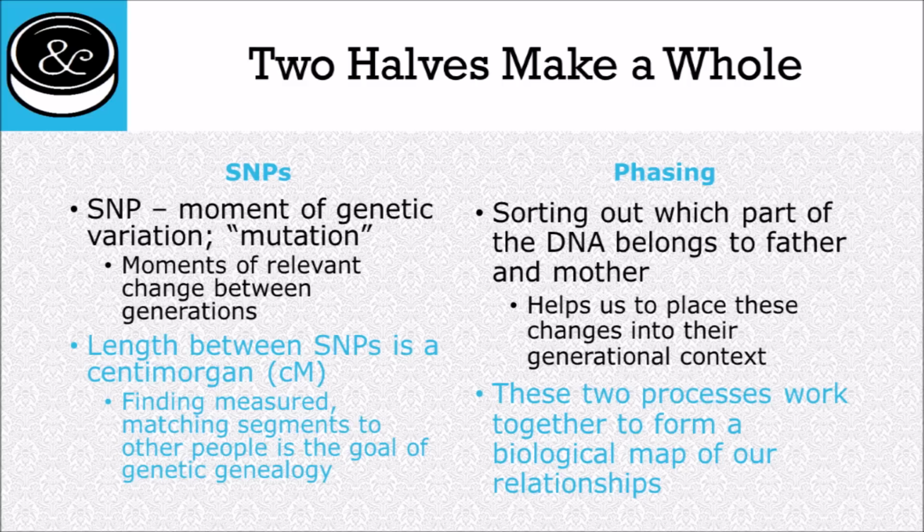The easiest way to go about obtaining this is to have another person in your family tested. It needs to be a close relationship to you, whether it's a close cousin or hopefully one of your parents or a sibling. Anything is going to help you to really sort that out. And those two processes work together, forming a biological map of your relationships.